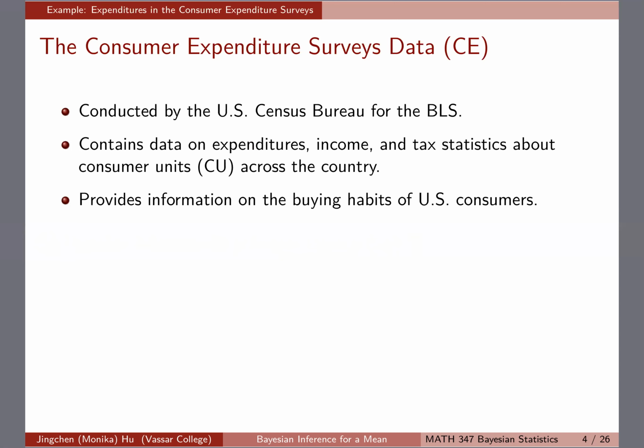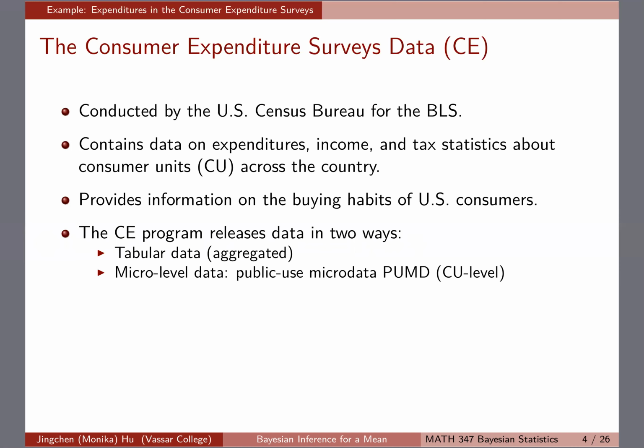If you're ever interested in the particular survey data itself, you can go to their website. The consumer expenditure program actually releases this data in two formats. One is tabular data, aggregated, maybe for a particular period of time, a particular age group, or a particular geographic area, where they give you a count of certain types of things. That's what we call tabular data. But they also provide something we call micro level data.